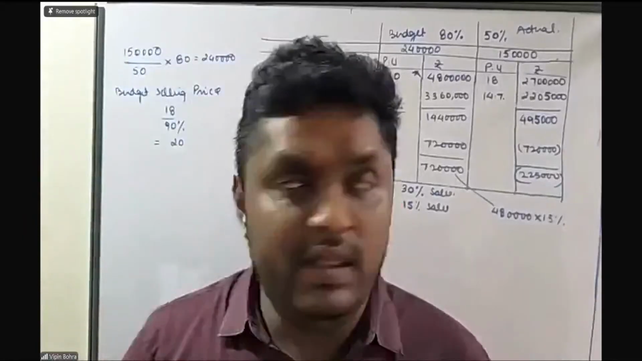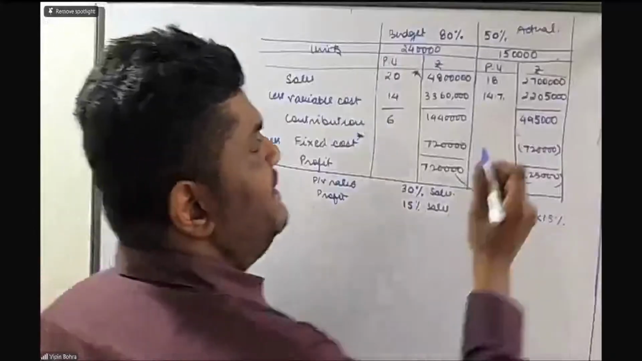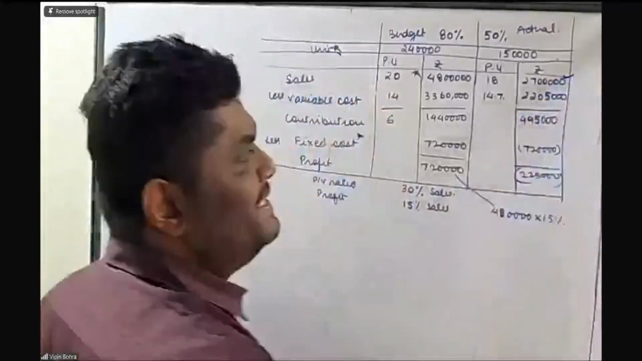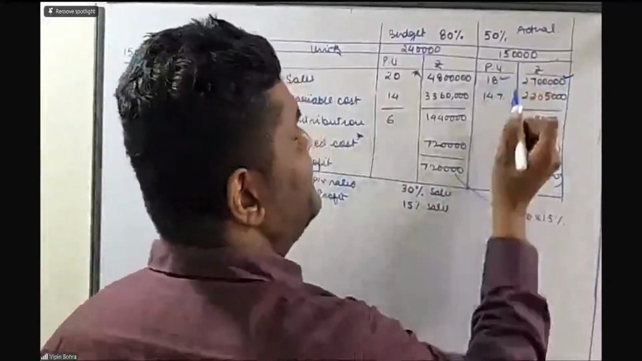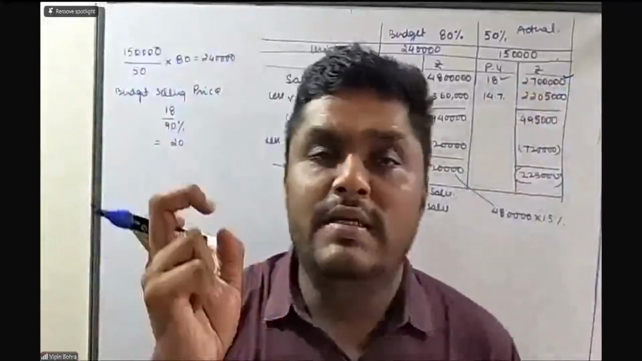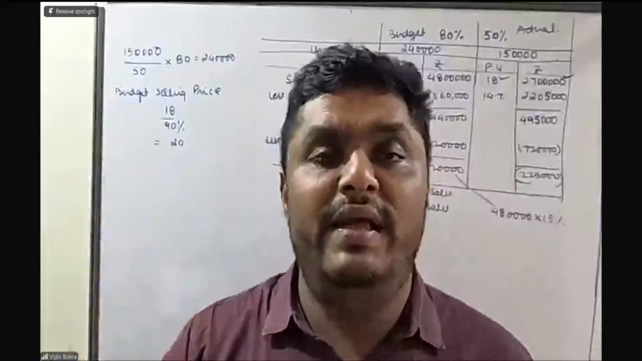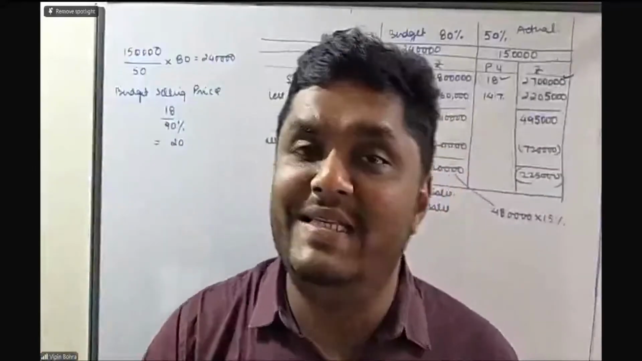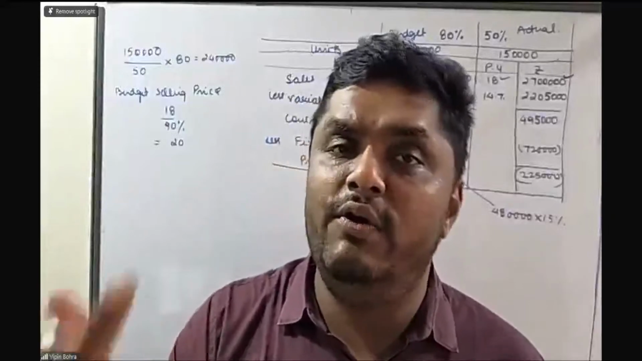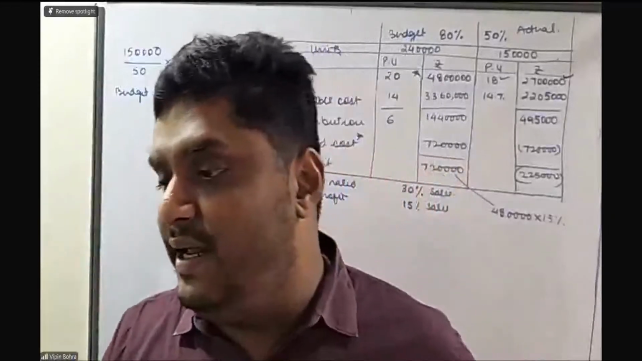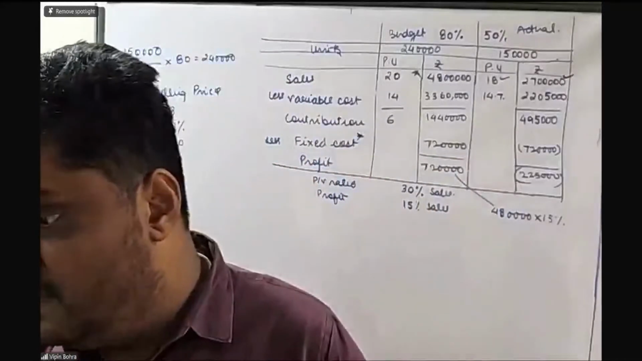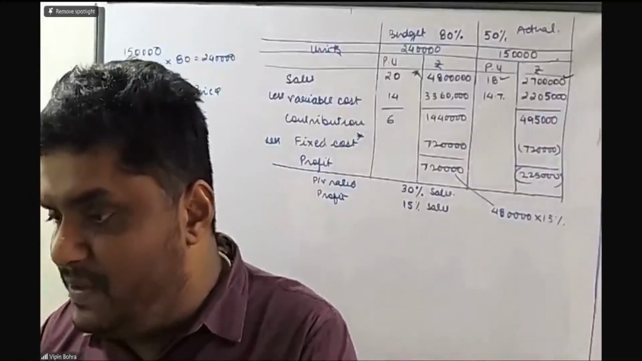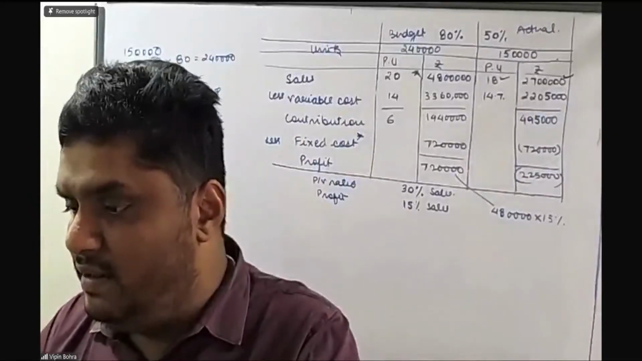So 1,50,000 कहां से आया? See this figure, 27 lakh total sales is given. 18 is the selling price that is given. 27 लाख रुपए आपको sales given है. 18 rupees is the selling price given. So we can easily calculate the units, that is 27 lakh divided by 18. I hope this time the question was not tricky.